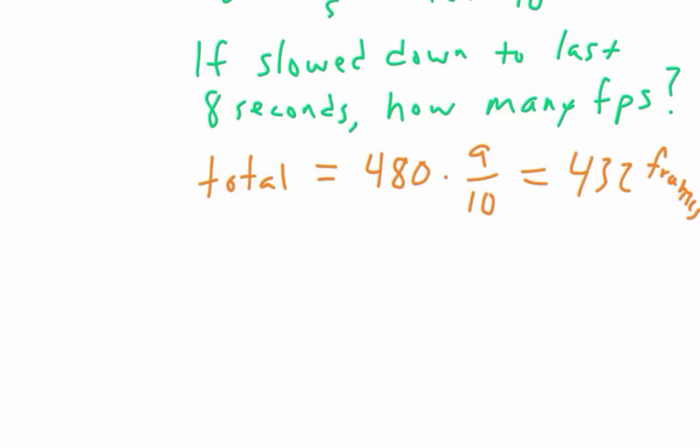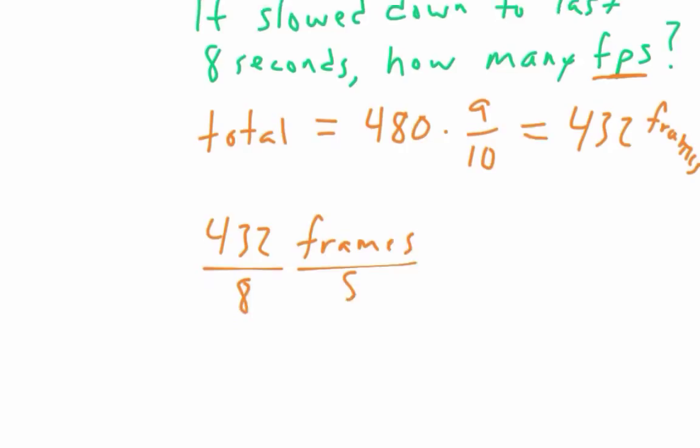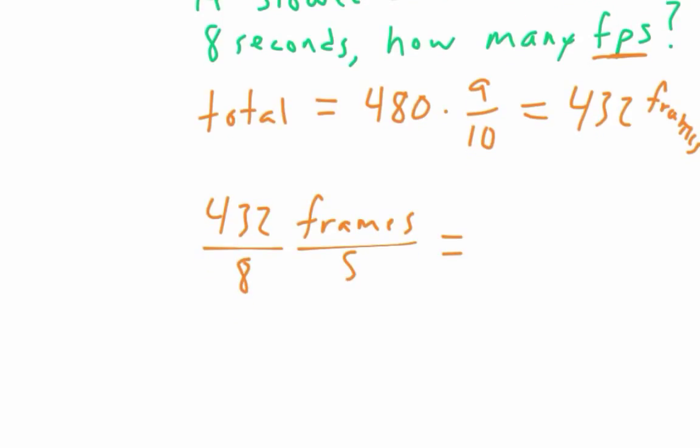We have right here, we have 432 frames. We want to do frames per second right there. Per means division, right? So in order to get our units to work out right, to get frames per second, we have to take our number of frames and divide it by our number of seconds. So 432 divided by 8, that would give us 54. So it'll be 54 either FPS, or maybe I'll write it out, frames over seconds.